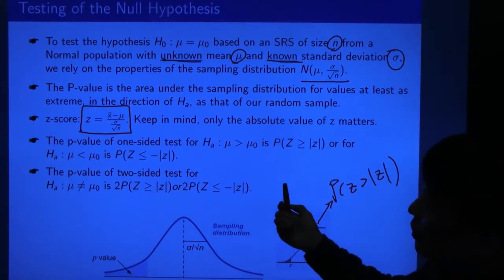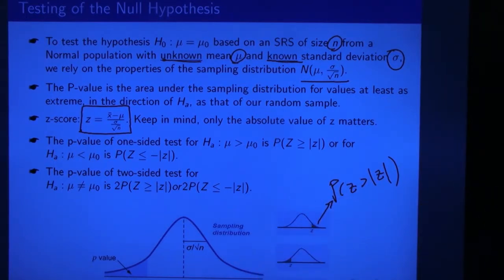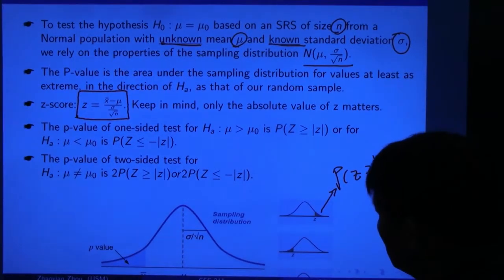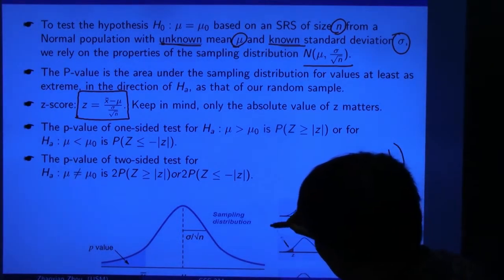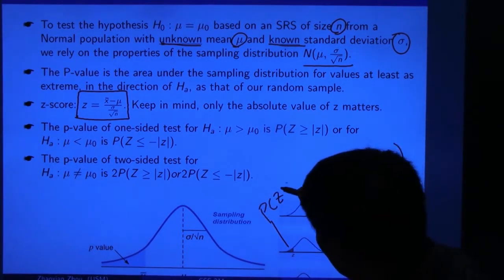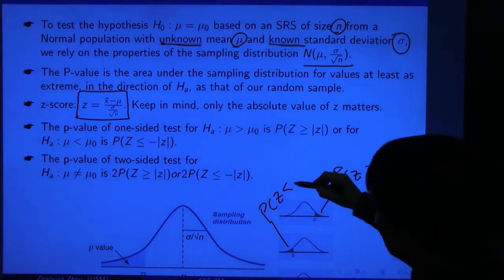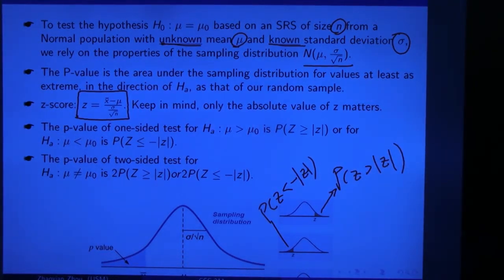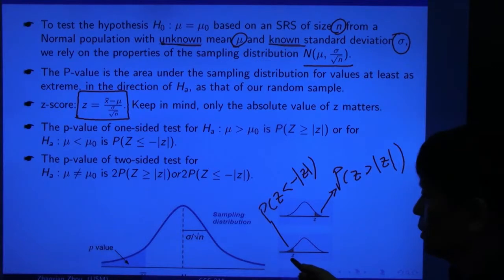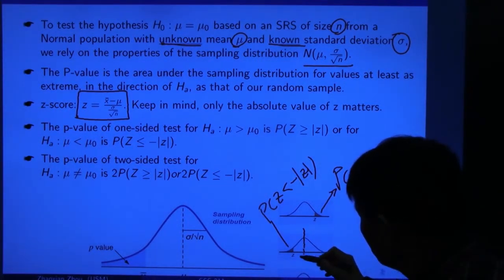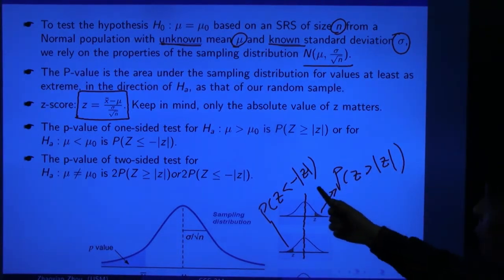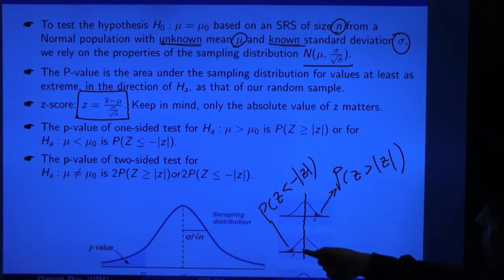And if your one-sided test is on the left-hand side, mu is less than mu sub 0, then that probability will be here. So this is the probability that z is less than negative absolute value of z. Make sure this one has a negative sign. This is in the middle, and this is always positive, this is always negative. So with the negative absolute value, we guarantee this is negative.